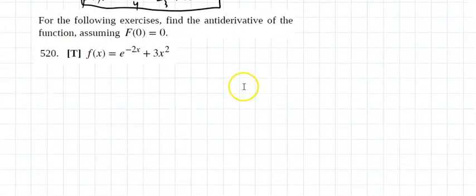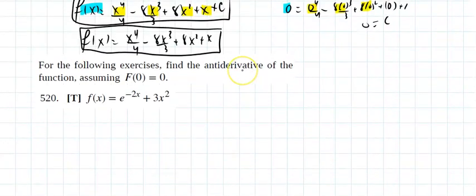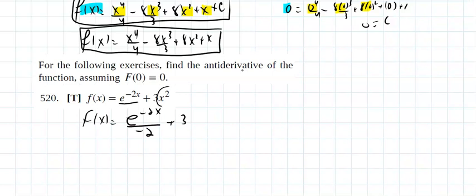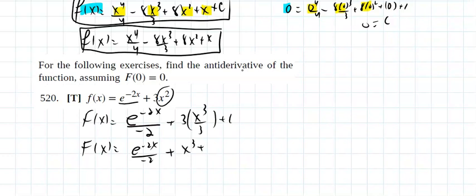Here's another one. Find the antiderivative. Well, here I could say f of x equals derivative e to the negative 2x. If I was taking a derivative, I'd multiply by negative 2. Antiderivative, you divide by negative 2. 3, add 1 to the power, that's x cubed divided by 3 plus c. So f of x is e to the negative 2x divided by negative 2 plus x cubed plus c.